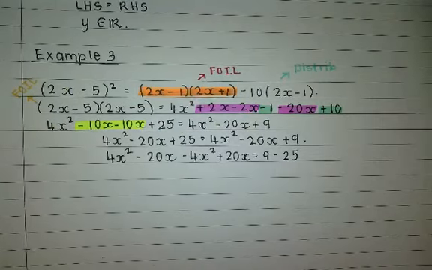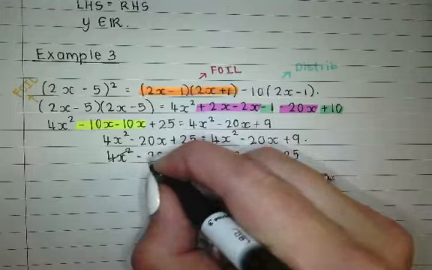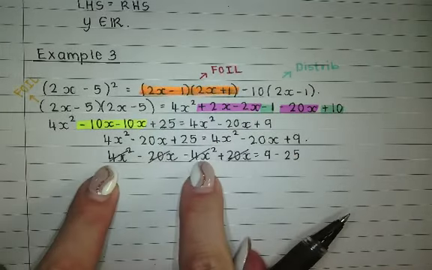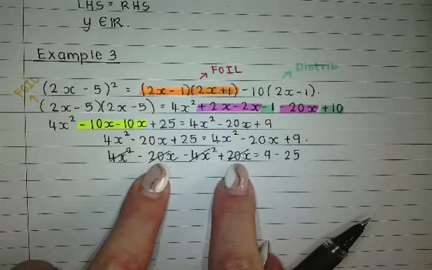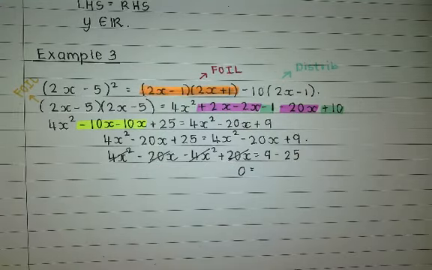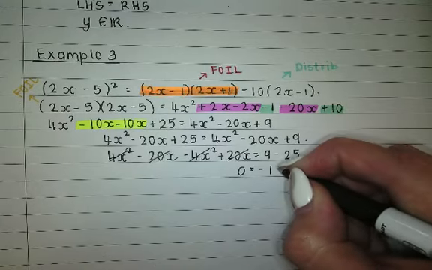Are we okay? Everything on the left hand side cancels out. Do you see? 4 minus 4 is 0. Minus 20 plus 20 is 0. So 0 is equal to, what is 9 minus 25? Negative 16.